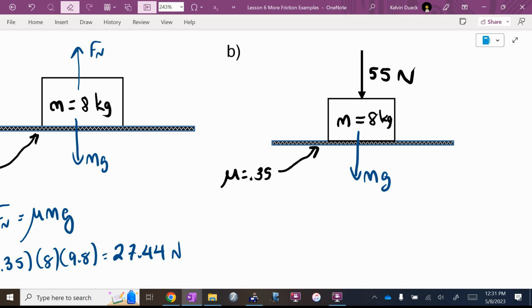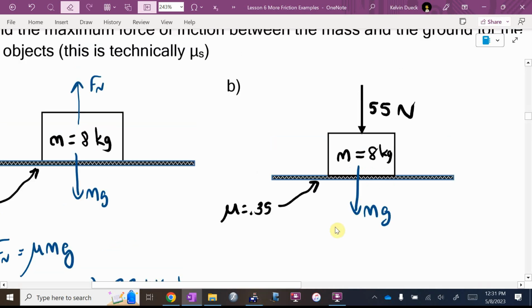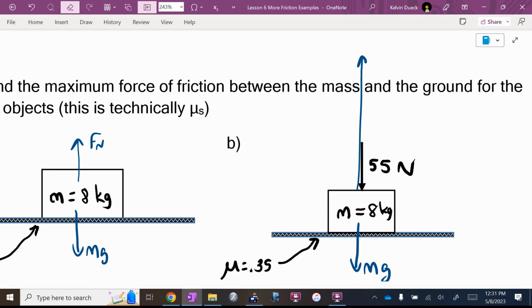Why bigger? Because normally the normal force is just canceling out mg, but now it's canceling out mg and an extra 55. So I'll really exaggerate it so it catches my eye. I often will go right through the next line so I know something's different. There's the normal force.